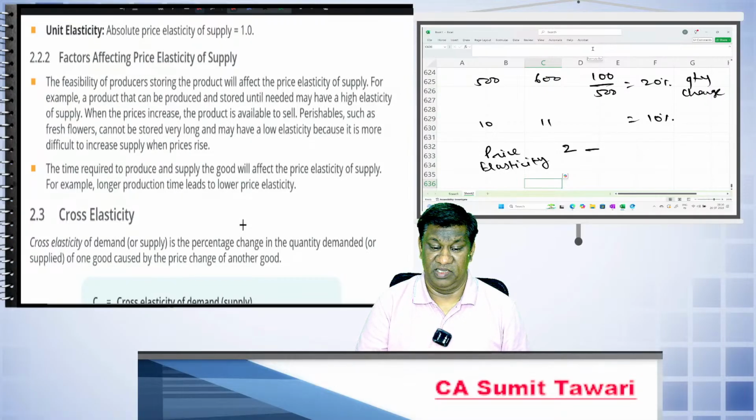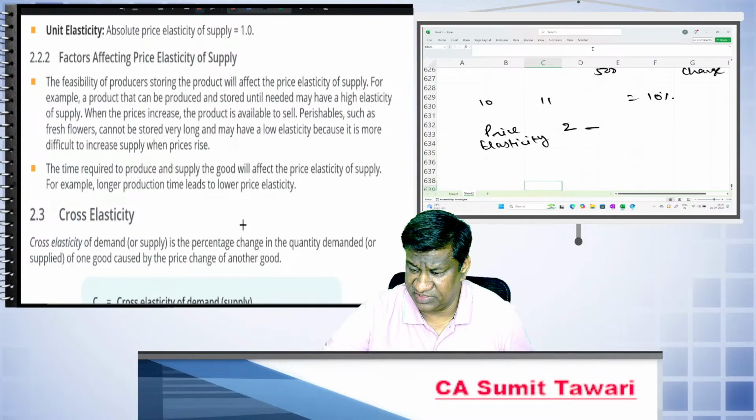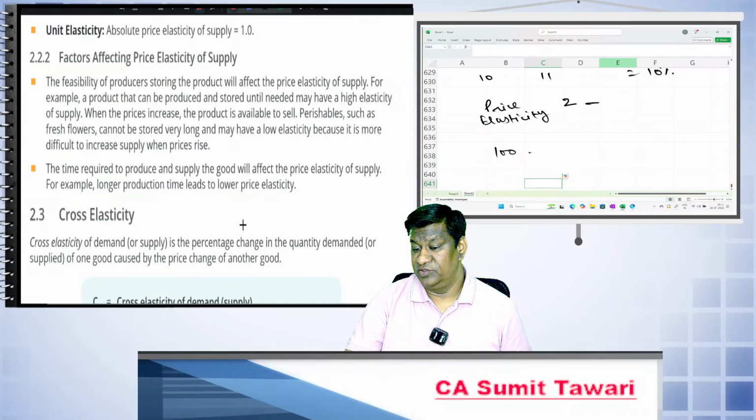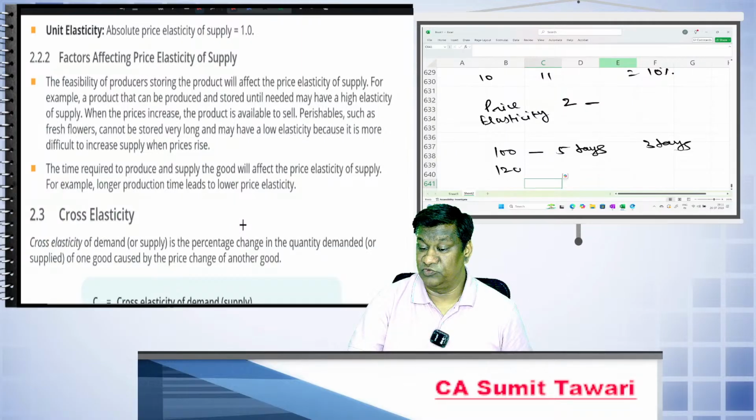So this way, I mean, the price elasticity is basically less. If you take an example, a particular product, a 100 rupees product, you can supply in five days, okay, but the customer needs it in three days. So even though you increase the price to 120, he is going to buy.